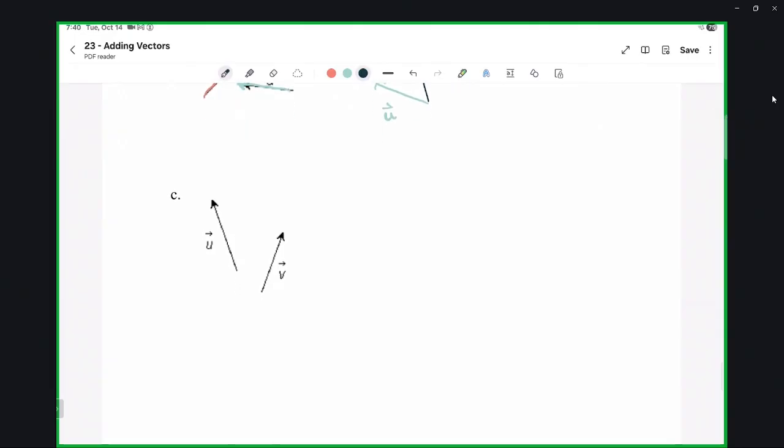Then for letter C, we have vectors u plus v. Let's color coordinate these to make it easier. So there's vector u, and we'll put this as vector v. And maybe we'll show the parallelogram method for this one. Oh, we should probably make this a bit steeper.